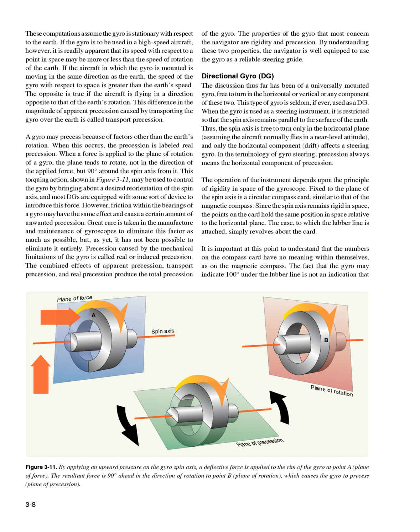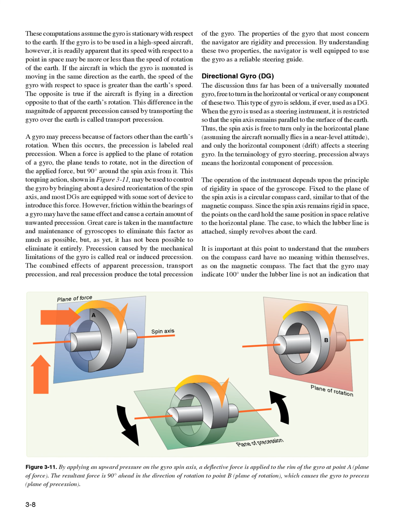However, friction within the bearings of a gyro may have the same effect and cause a certain amount of unwanted precession. Great care is taken in the manufacture and maintenance of gyroscopes to eliminate this factor as much as possible, but, as yet, it has not been possible to eliminate it entirely. Precession caused by the mechanical limitations of the gyro is called real or induced precession. The combined effects of apparent precession, transport precession, and real precession produce the total precession of the gyro.